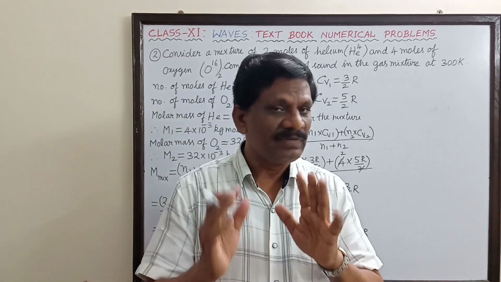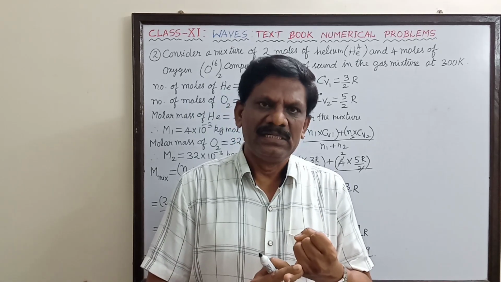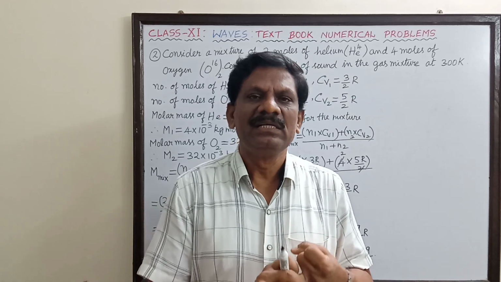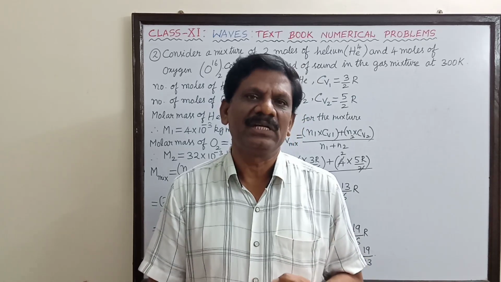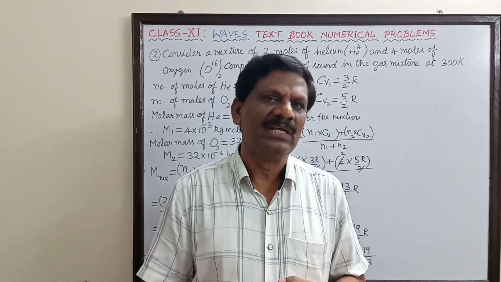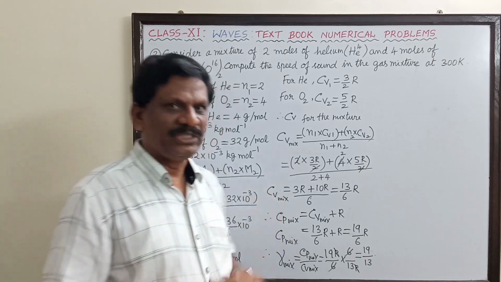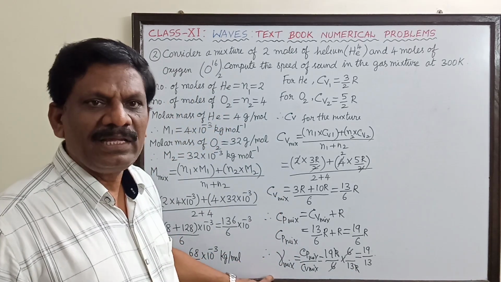Okay, my dear students, first we have to find the common mass of the mixture. Second, the common value of CV for the mixture. From that we have to get the common value for CP for the mixture, and then take the ratio of CP by CV for the mixture. You will get the gamma value for the mixture.